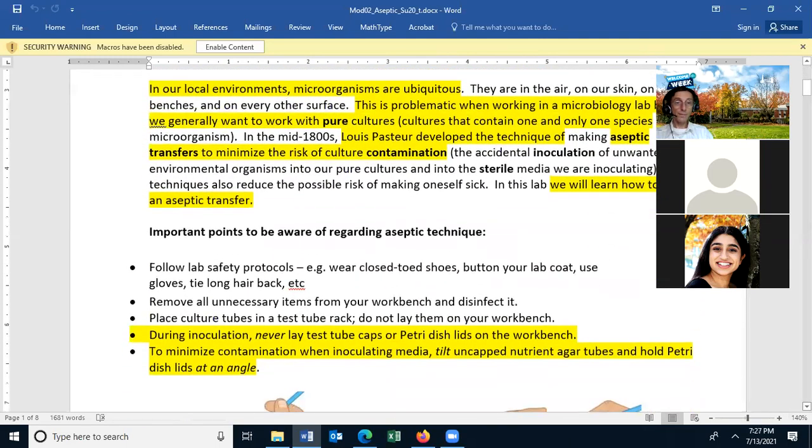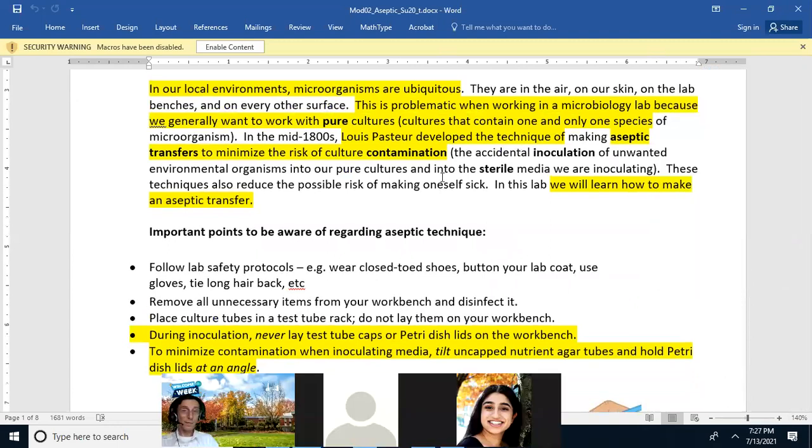In our local environment, microorganisms are ubiquitous. They're in the air, the skin, they're almost everywhere. This is problematic when we're working in a microbiology lab because we generally want to work with a pure culture. Louis Pasteur came up with the concept of pure cultures where you only have one species of one organism, and then you study it.